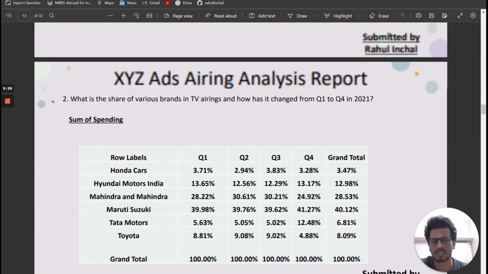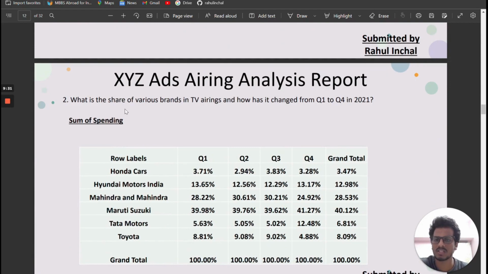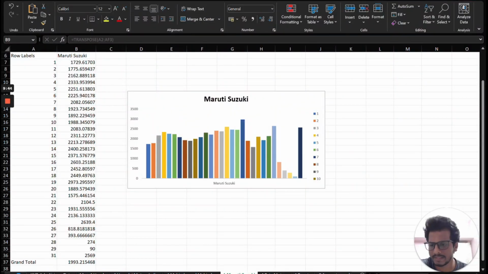All right. Second question: what are they trying to ask? What is the share of various brands in TV airing, and how has it changed from quarter one to quarter two? This is what I was referring to, because for the second question I wanted to open the graph. I guess it's stuck. Let's not waste much time. Okay, I got it.